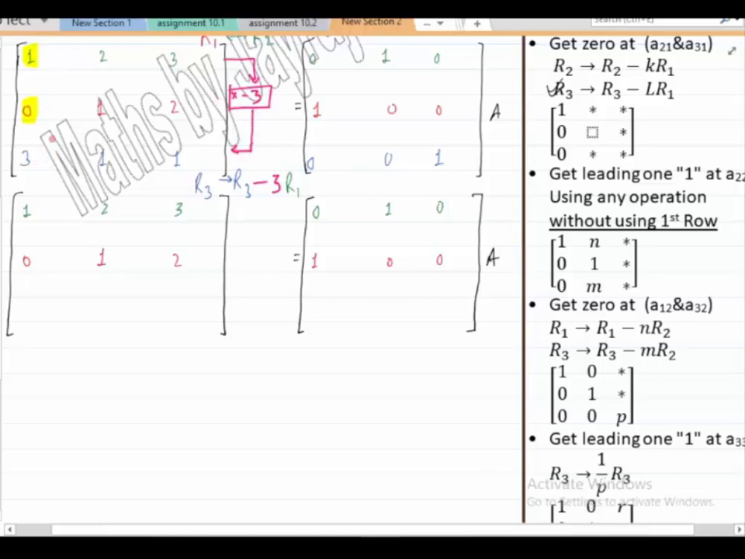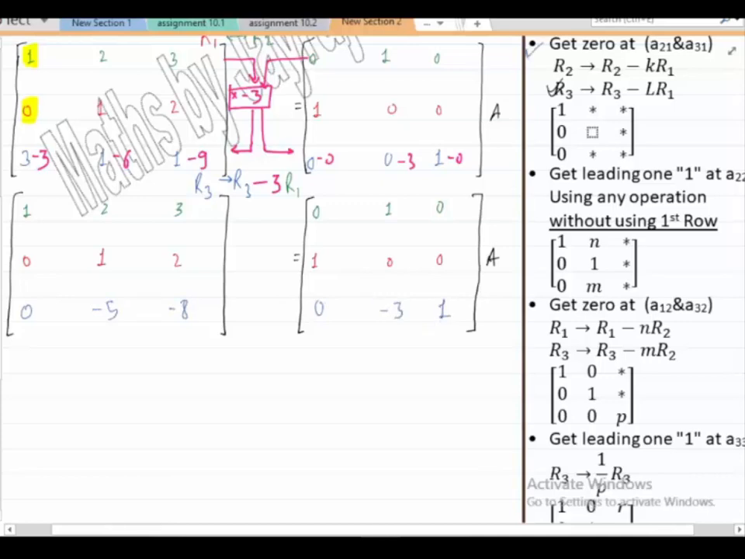So we'll get 1 into minus 3 is minus 3, 2 into minus 3 is minus 6, minus 9. The same thing on the right side will give us minus 3, 0 minus 3 is 0, 1 minus 3 is minus 3, 0 minus 3 is 0. So the third row becomes 0, minus 5, minus 8, 0, minus 3, 1.